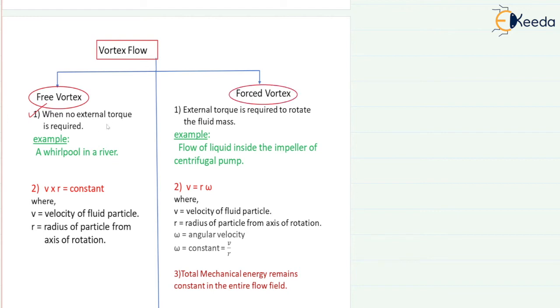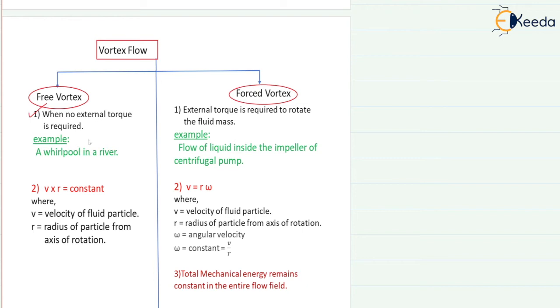But there are 2 types of torque as mentioned here. With that only we are differentiating free vortex and forced vortex. Free vortex is when no external torque is required to rotate the fluid mass. So what do you mean by external and internal torque? When the torque or any kind of force is applied by nature, I mean when natural forces are involved, then we say it is internal torque. External torque means we are applying it. So when no external torque is required, it is called free vortex flow.